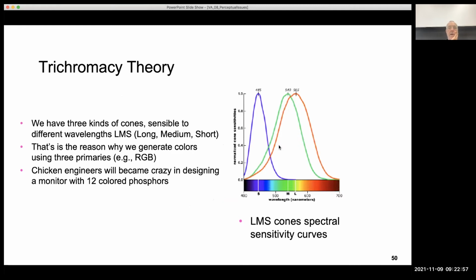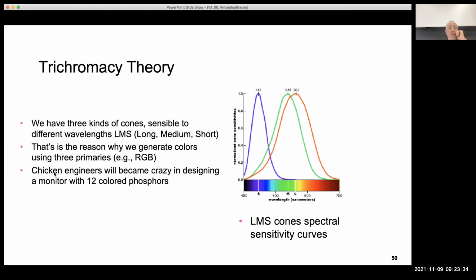Basically, the starting point is that we have three different kinds of cones working on different wavelengths: long, medium, and short. The short one is for the blue, the medium one is for the green, and the long one is for the red. Even with a very small distance in wavelength, the perception moves from red to green. This is the human eye, but this is just because we are made in this way.